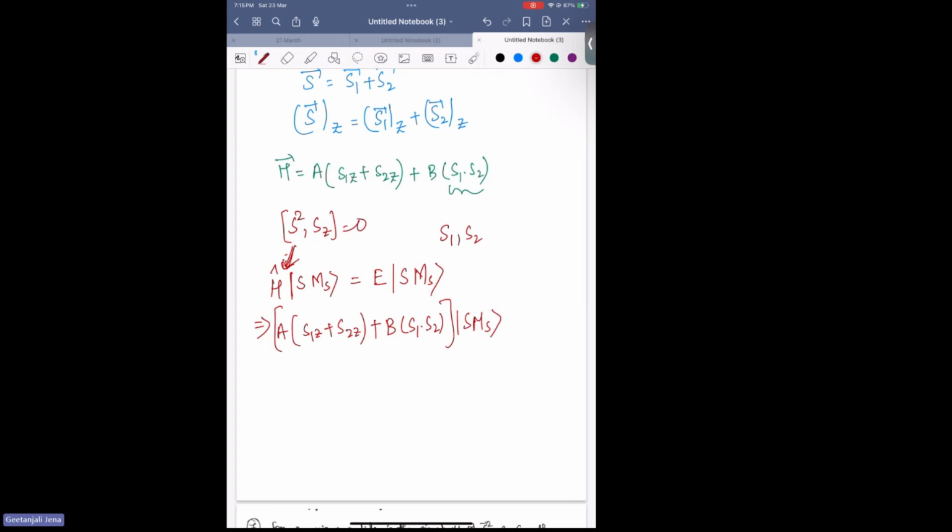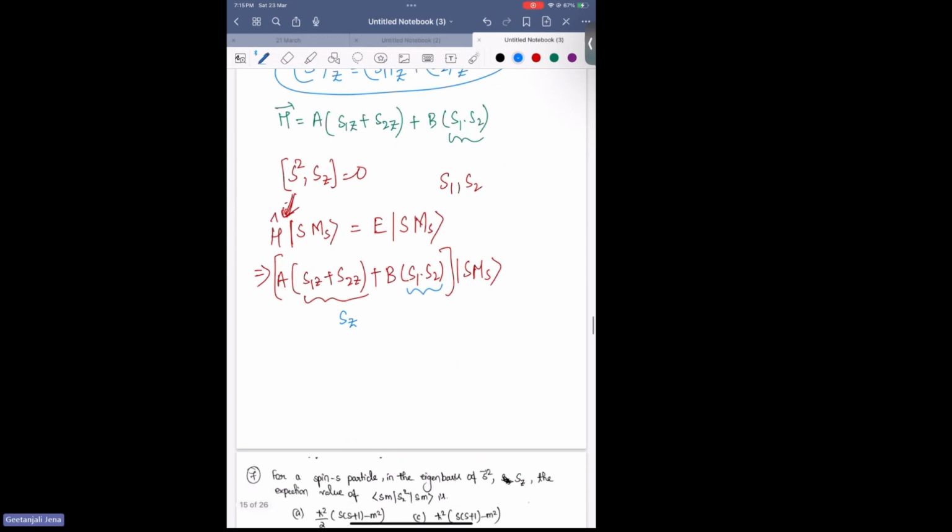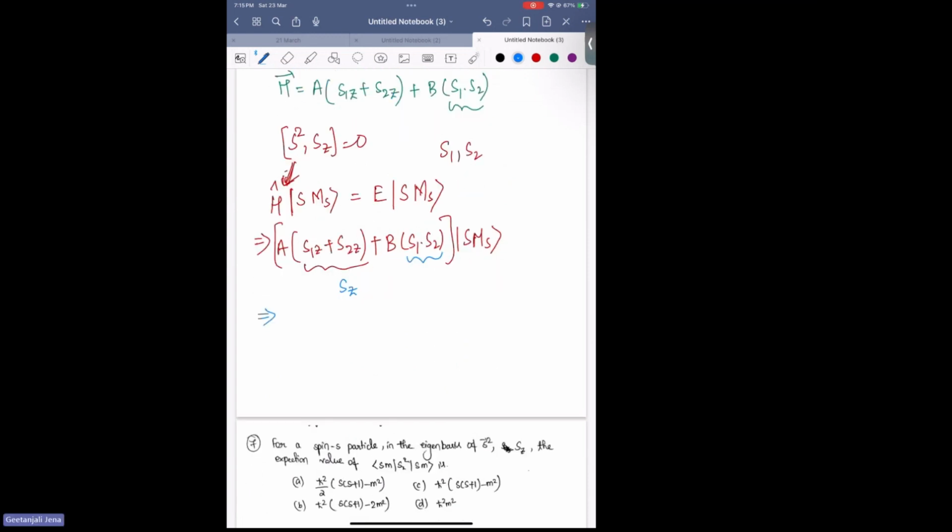Let us solve the left hand side only. According to this equation, S1z plus S2z is Sz, the Z component of total angular momentum. And for S1 dot S2, we have to use this equation. So let us solve it. You will get A Sz |S, MS> plus B times half of (S square minus S1 square minus S2 square) acting on |S, MS>.